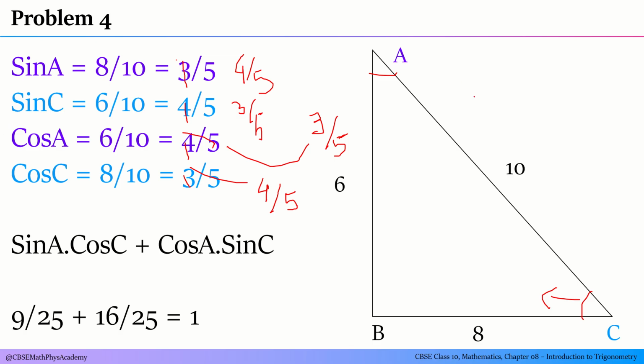Okay. So now similarly cos A. Cos A is adjacent side over hypotenuse, 6 by 10, and cos C is adjacent side, 8 by 10. So having all the values simplified, now we can multiply sin A into cos C. Sin A into cos C is 4 by 5 into 4 by 5, which is 16 by 25. Similarly, cos A into sin C, that is 3 by 5 into 3 by 5, that is 9 by 25. When you add both, the answer is 1.